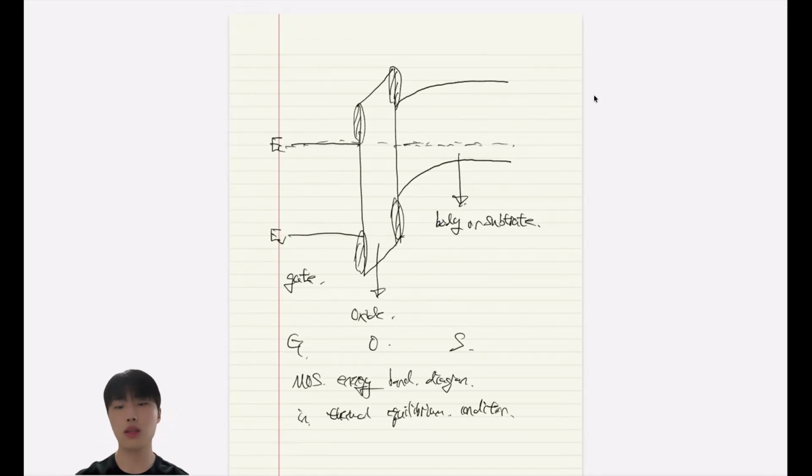So the next class will be about how the energy band diagram changes when we have a reverse bias or forward bias on this part. This part we call the surface. So what's going to happen at the surface, or how does the energy band diagram change when we have a forward bias or reverse bias.